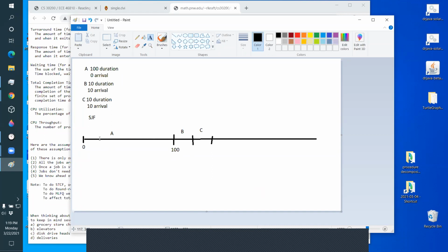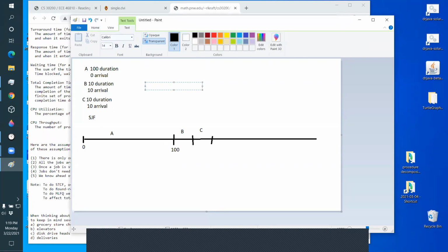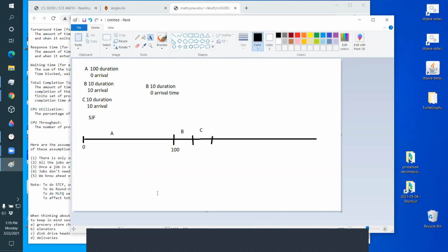Now, if the long job and the short job arrive at the same time, we'd pick the short job first, and we would run the short job first. But for example, if we change this so that A and B both arrive at time 0 and C arrives at time 10, we would run B first, then A, but C would still be stuck waiting. So if we change this a little bit, for example, if B had 10 duration but 0 arrival, then we could improve things a little bit.